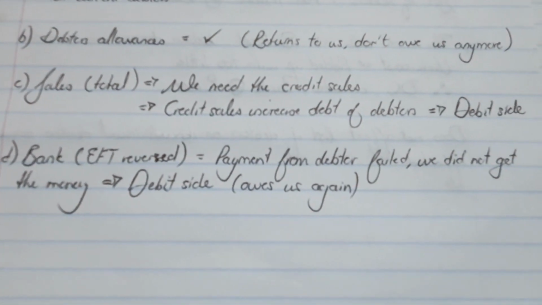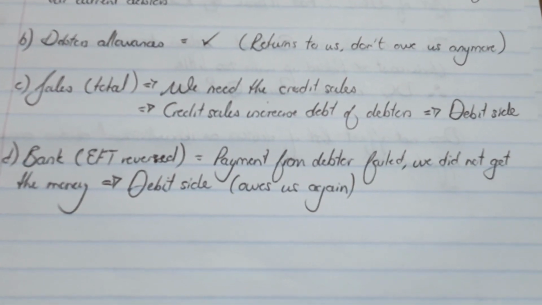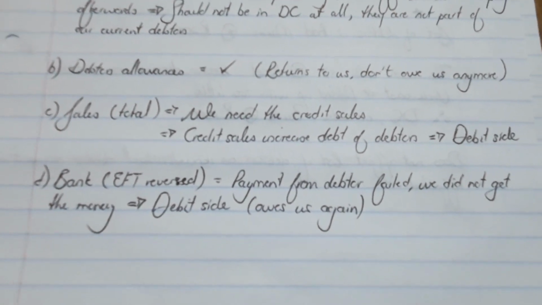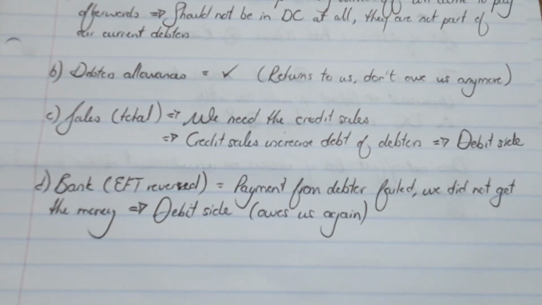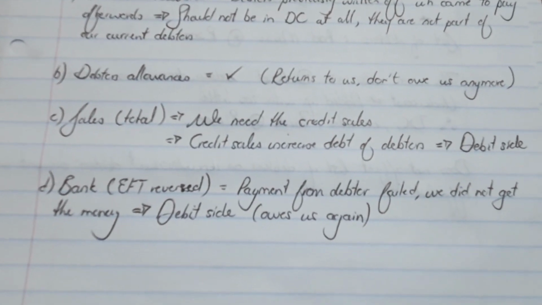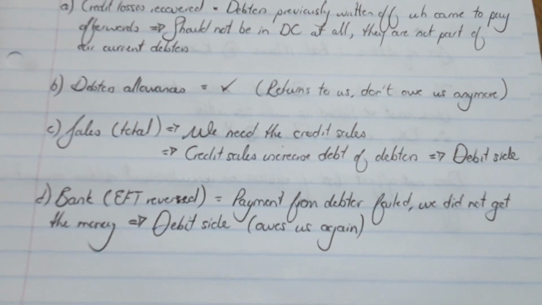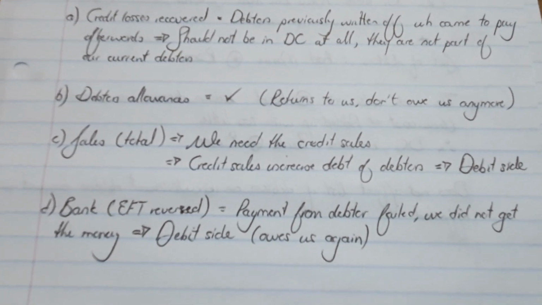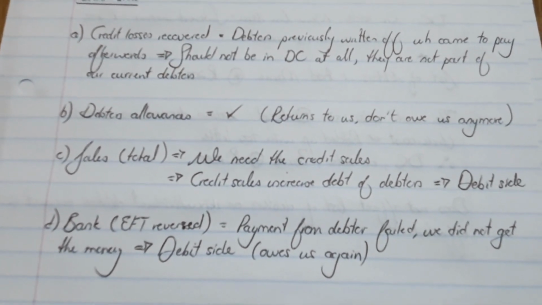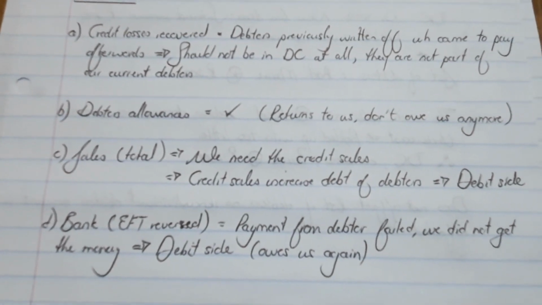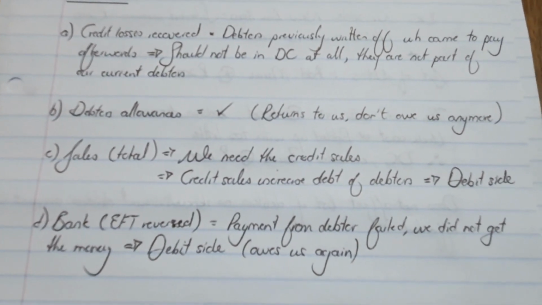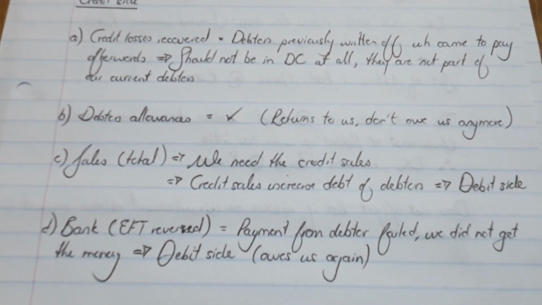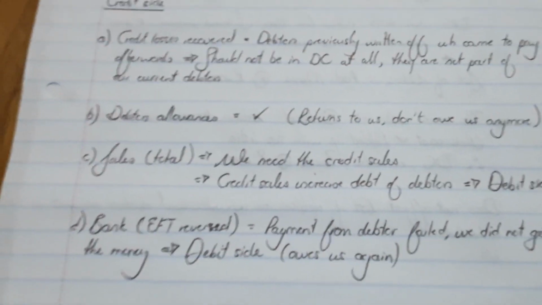Also, the bank EFT that was reversed reflects a payment that was originally received from a debtor that the bank has now returned and said, no, there was insufficient funds, for example, therefore we cannot give you the money. So now we need to cancel that money that we have supposedly received, and therefore the debtor is basically owing us again. Therefore, on the debit side, when we are going to do the new debtors control account, the EFT reversal should be reflected on the debit side, increasing the debt of the debtors again.